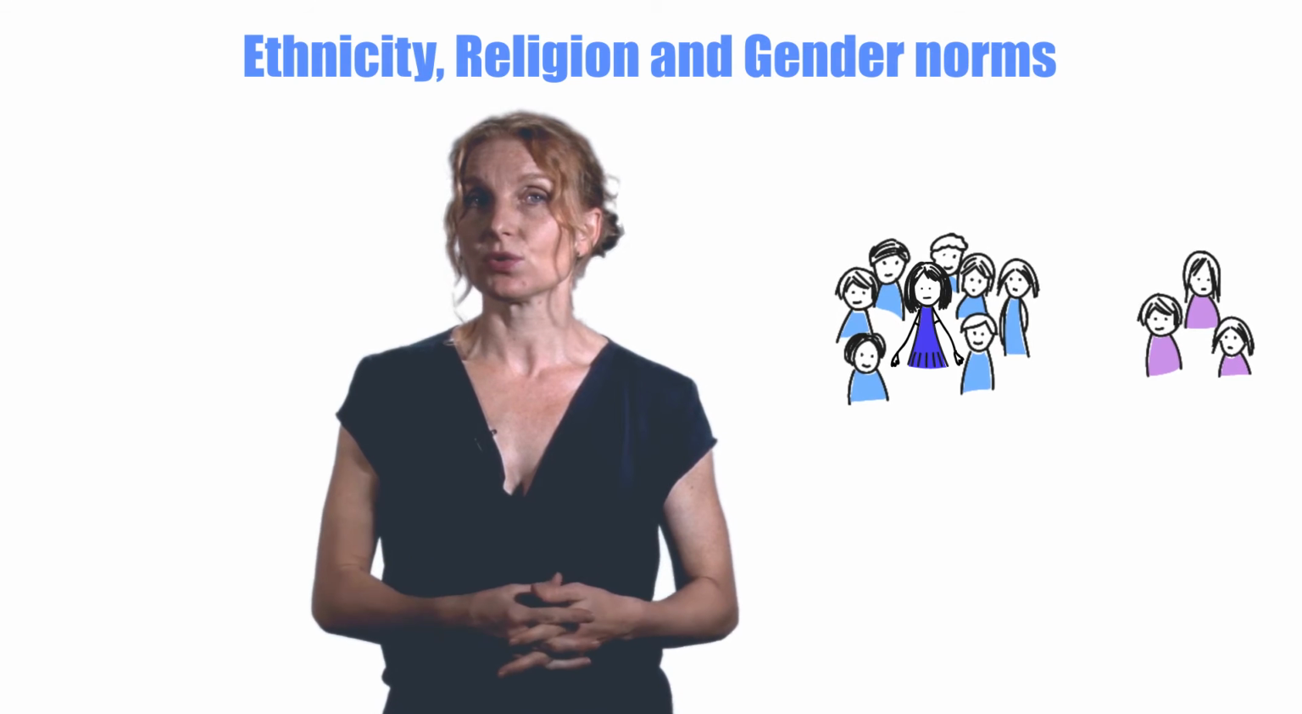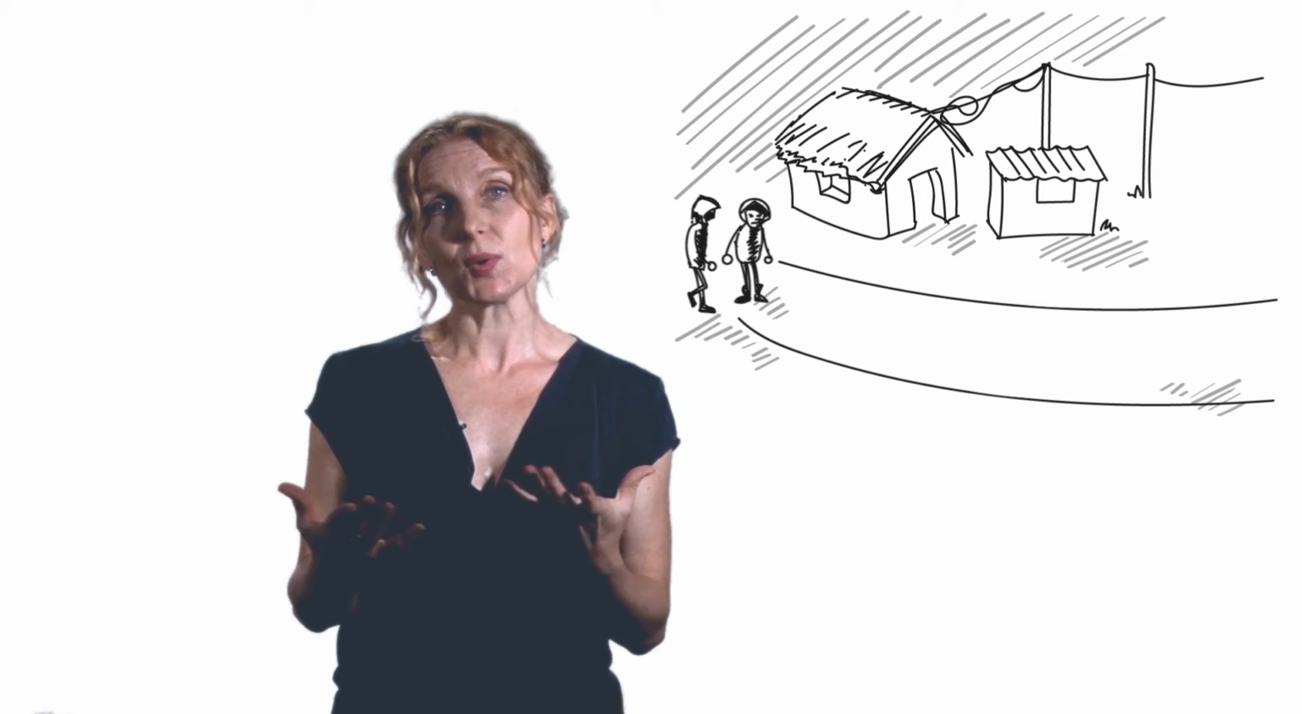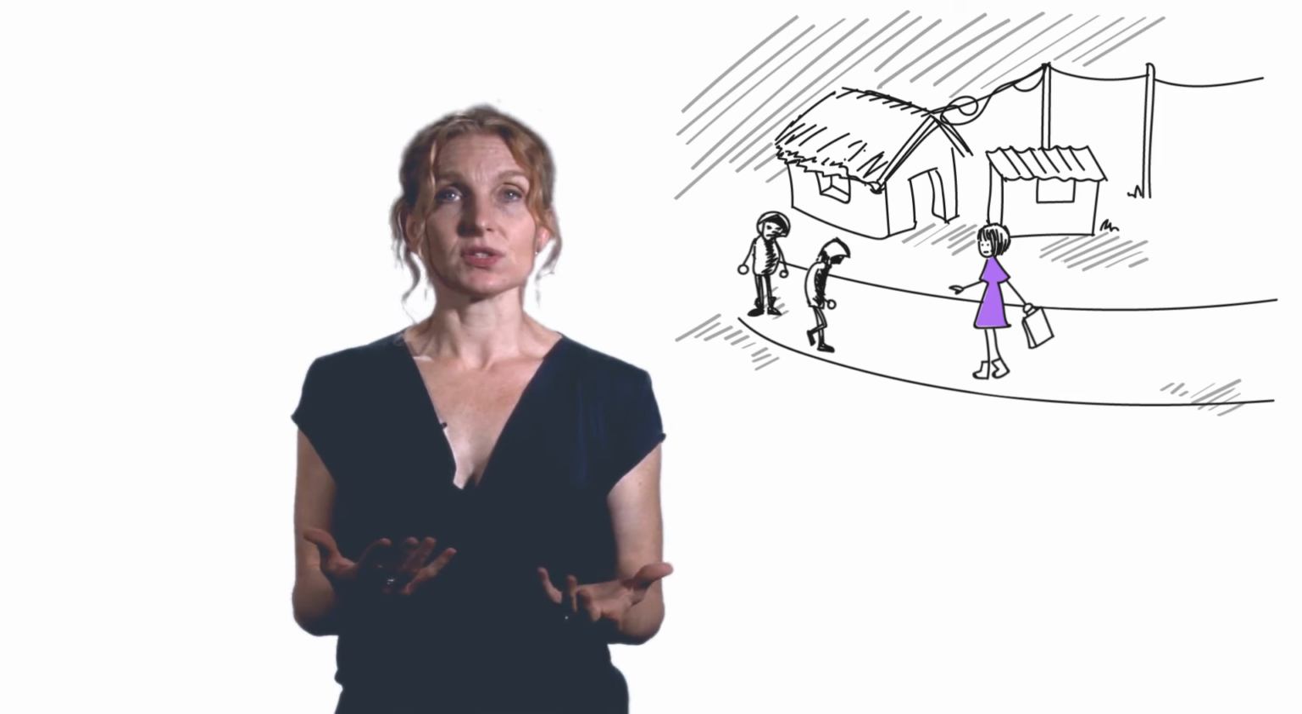Anna is fortunate to belong to an ethnic majority. Ethnicity, religion, and gender norms greatly influence people's opportunities and ability to make choices about their work, education, and relationships. Anna's neighborhood is not only poor and crowded, it's also violent and not safe after dark. That means young women like Anna are at higher risk of, for example, sexual assault at night.